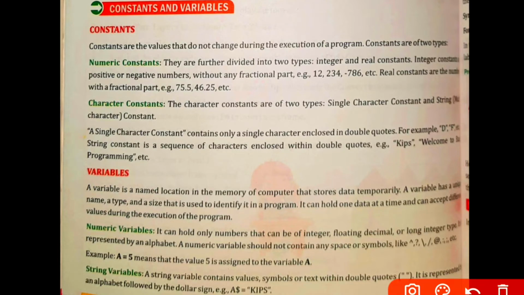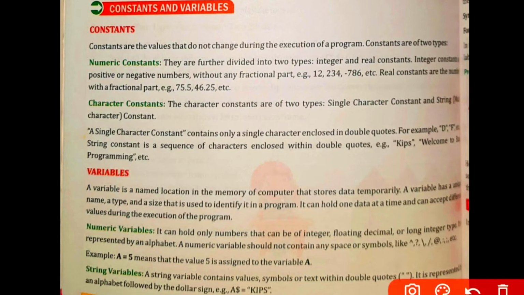When we talk about constants, the meaning of the word constant is something which remains same or which does not change. So constants are the values that do not change during execution of a program. That is, when the program is executed, that value which does not change is called constant.